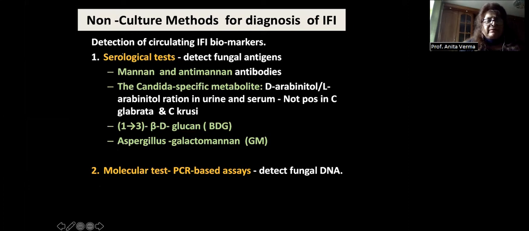There are various biomarkers which have been tested in the last few years. Serological tests, such as anti-mannan antibodies, are not widely used because of low sensitivity and specificity. Candida-specific metabolites again don't detect some species like Candida glabrata, which is highly prevalent in some populations. These two biomarkers, beta-D-glucan and galactomannan, are now highly and widely used in various centers for diagnosis of Candida and Aspergillus infection.